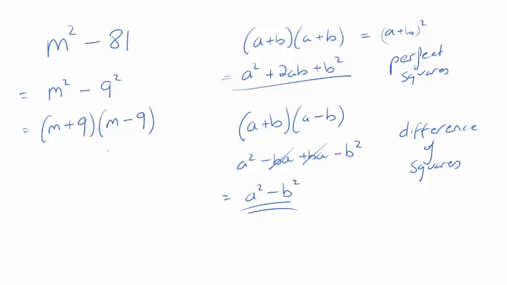So this is difference of squares. So the pattern you're looking for is something squared, a negative, and another perfect square. Let's have a look at another one.